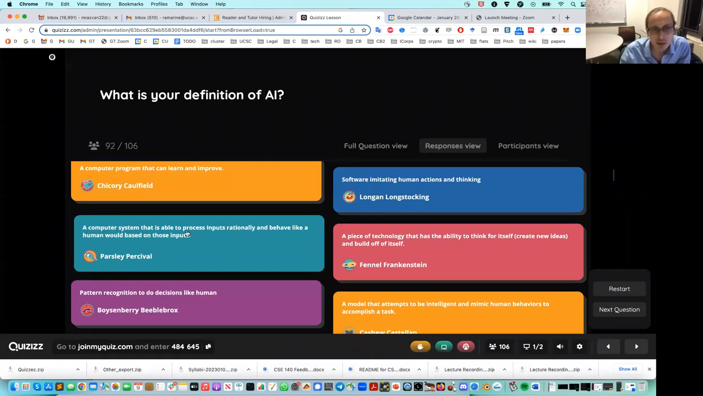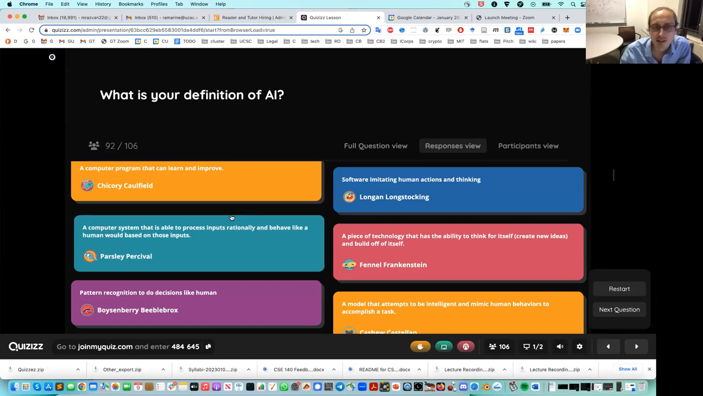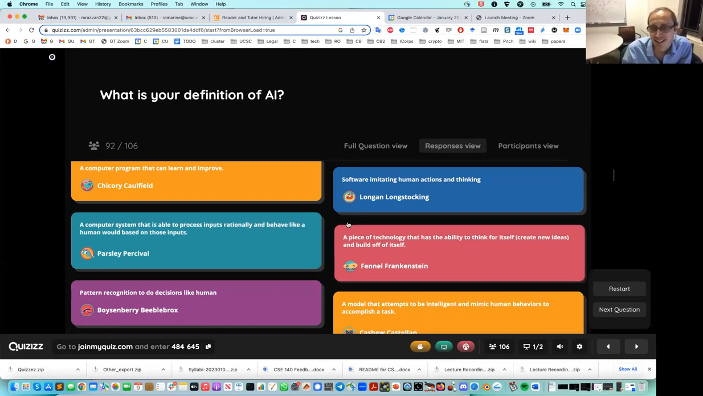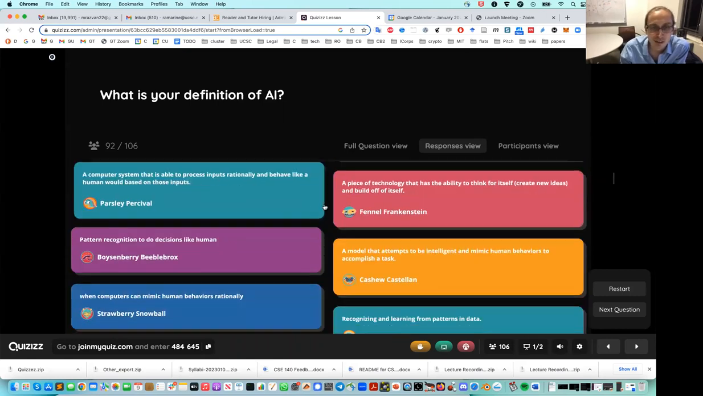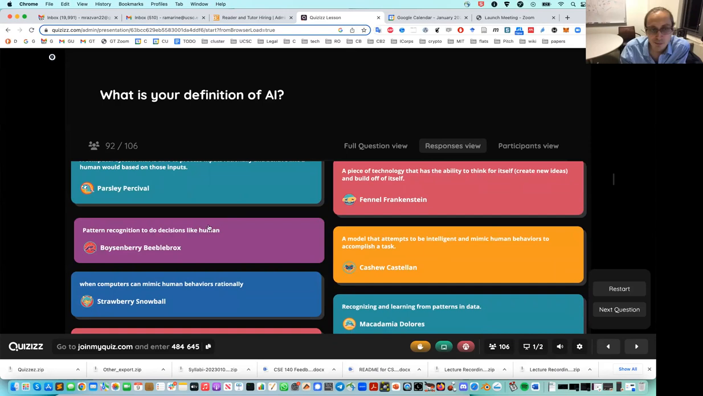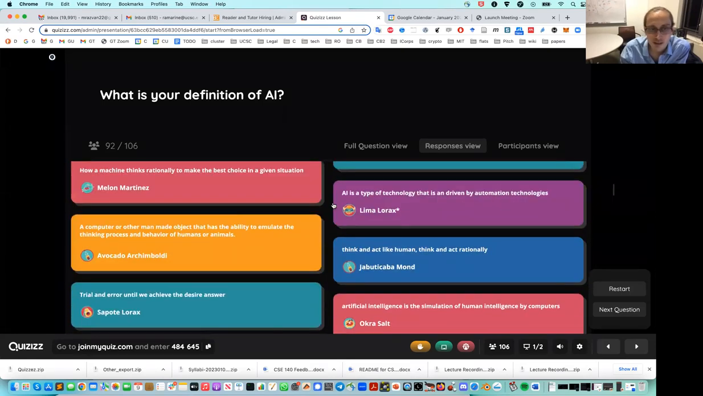A computer system that is able to process inputs rationally and behave like a human would based on those inputs. So again, this brings a rationality into account here and behaves like a human based on those inputs. A piece of technology that has the ability to think for itself and build off of itself. So this also brings into account bootstrapping, so build off of itself. So very interesting. A model that attempts to be intelligent and mimic human behaviors to accomplish a task. Nice.